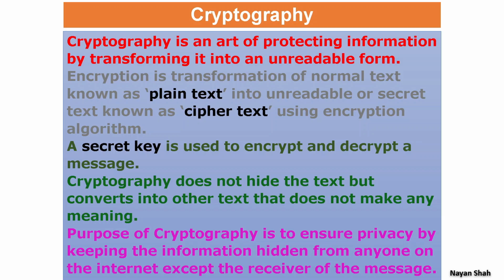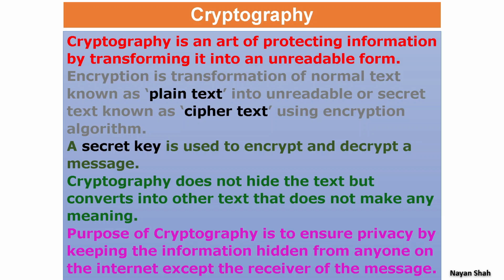A secret key is used to encrypt and decrypt a message. So there is a secret key used. For example, key number 1. That means in my message all A will be replaced by B, all B will be replaced by C, and so on. If my secret key is 3, then all A will be replaced by D and B will be replaced by E, and so on. So that is a different secret key. But in real life, the secret key is very complicated and dynamic.